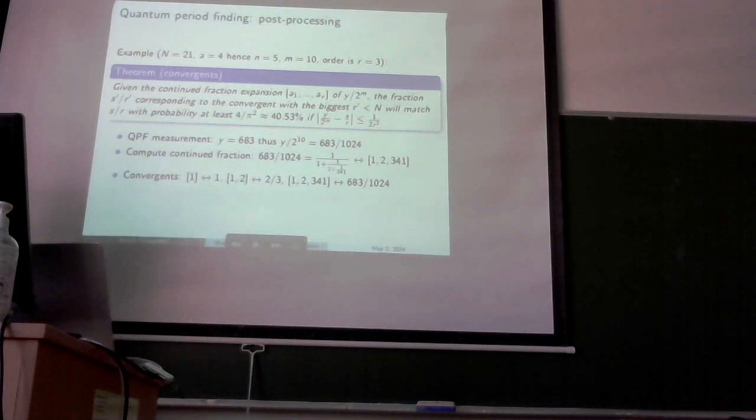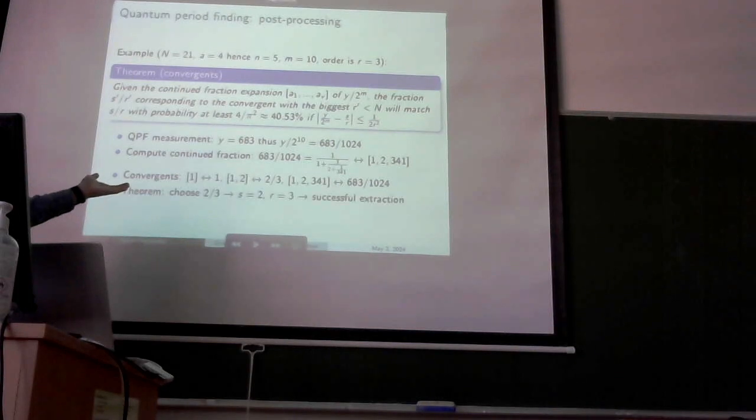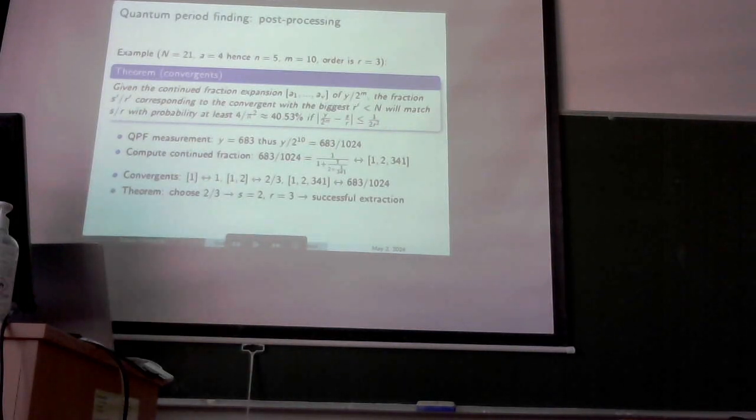So as you can see, the last convergent, which is the fraction itself, has a too big denominator. So the theorem would suggest that the right convergent from which to estimate S over R would be the second one. And indeed, it gives us the correct values of S and R. This is a particularly nice example.